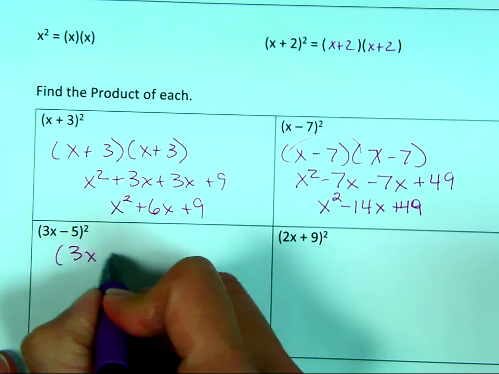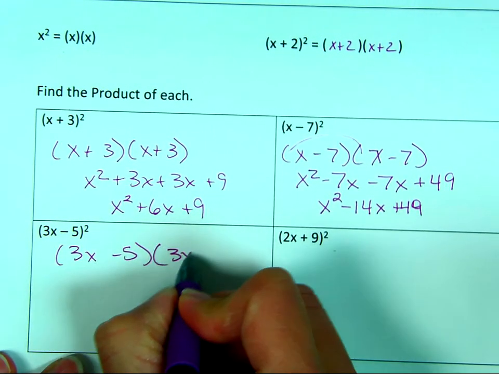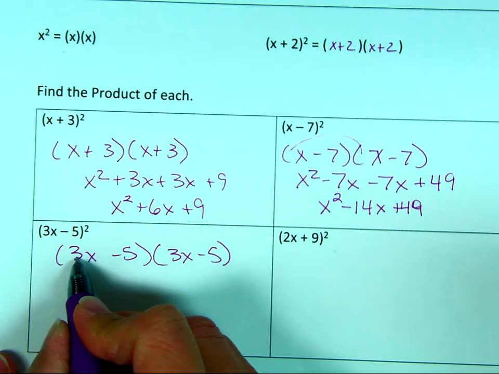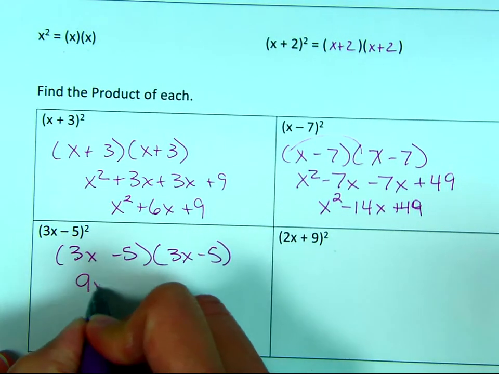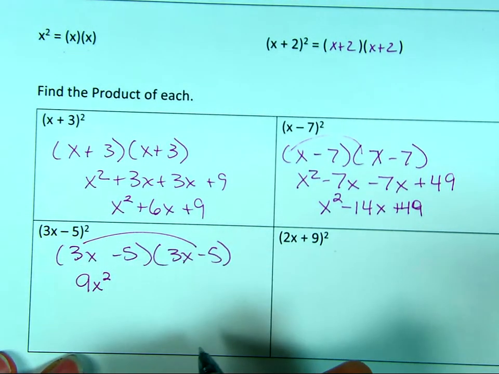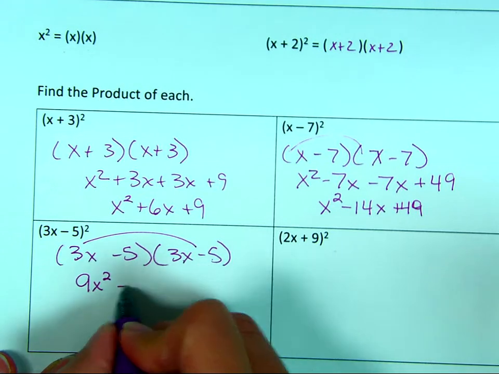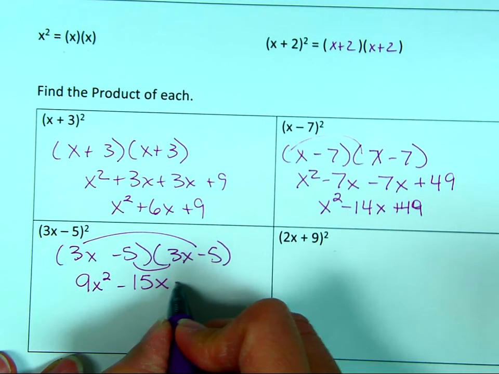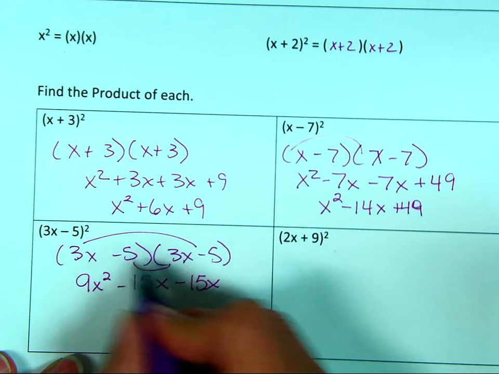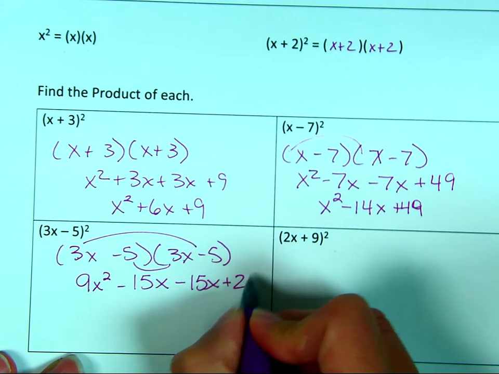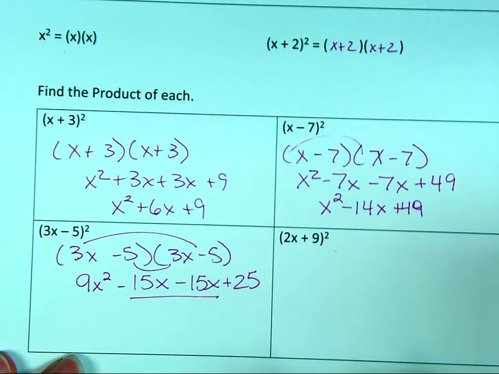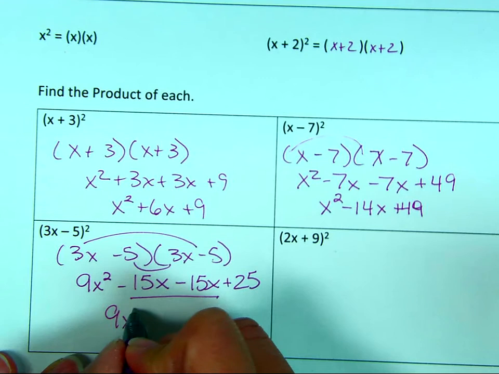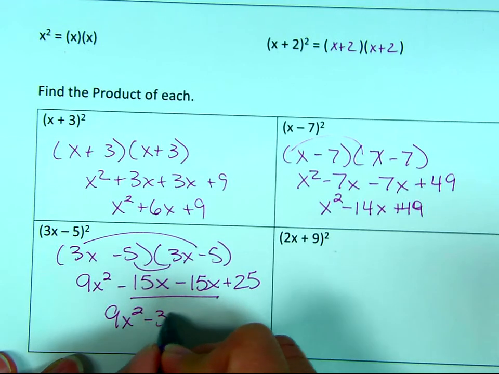Okay, so let's try this one. (3x - 5) times (3x - 5). So 3x times 3x is 9x squared. 3x times a negative 5 is negative 15x. And then we have another negative 5 times 3x, which is another negative 15x. And then negative 5 times negative 5 is 25. Those two combine. 9x squared minus 30x plus 25.